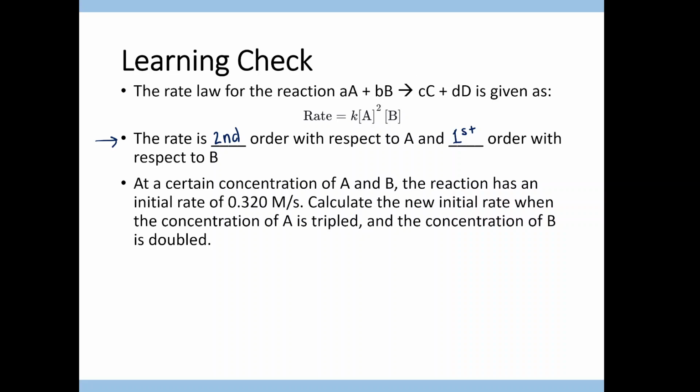Okay, now second bullet point, or third, I guess. At a certain concentration of A and B, the reaction has an initial rate of 0.320 molarity per second. Calculate the new initial rate when the concentration of A is tripled and the concentration of B is doubled. So for this question here, we have to consider the rate order for each reactant and the result of tripling the concentration of one and doubling the concentration of another.